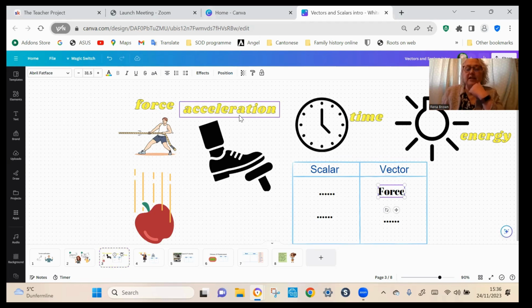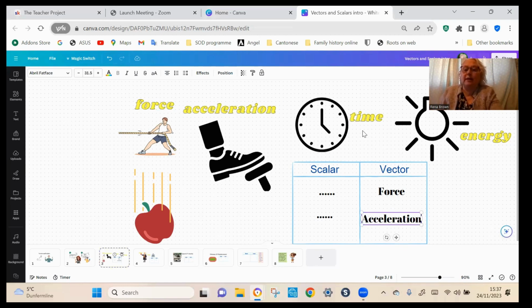Now the next one's acceleration. Do you accelerate north to Inverness, south to London? Do you accelerate west when you join the motorway on your way to Glasgow? You do from where I am. It may be different from where you are. But yes, I think if you're accelerating in a vehicle, you definitely accelerate in a certain direction. He accelerated on the M90 north towards Perth. So we're going to put that in the vector section.